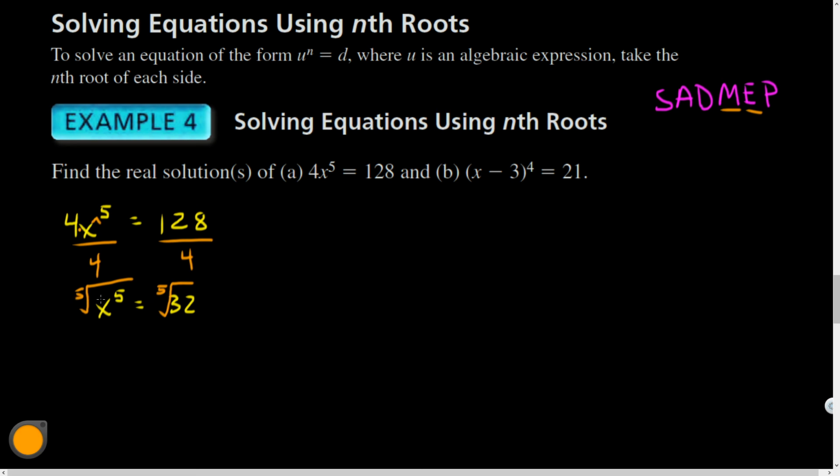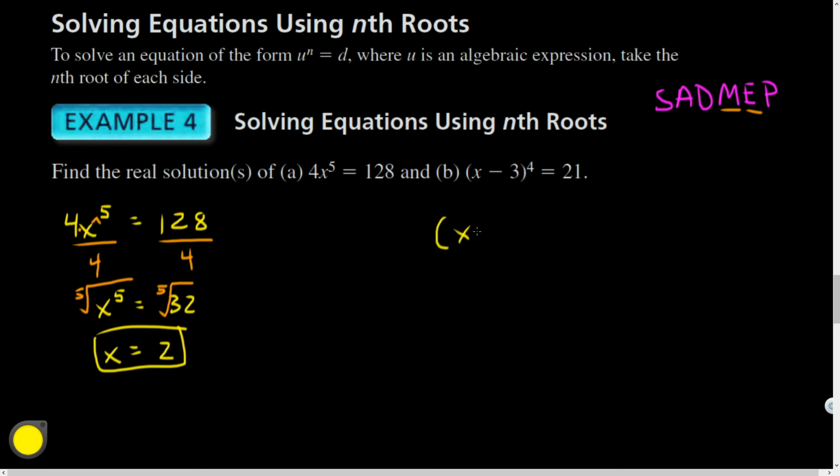And now question, is this going to have 2 answers or 1? Well, if it was even, I would immediately have to write plus or minus. But because 5, the index, is odd, I don't. And so the answer is plain old 2. X equals 2. And so it is possible to solve equations that have higher degree exponents in them. And I do it by taking nth roots of both sides.